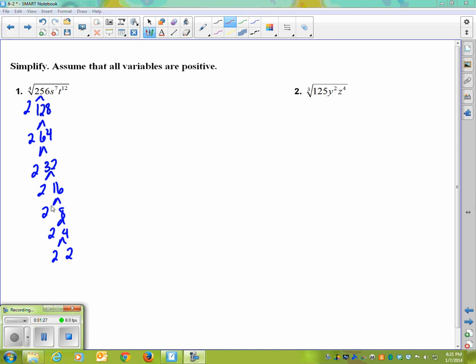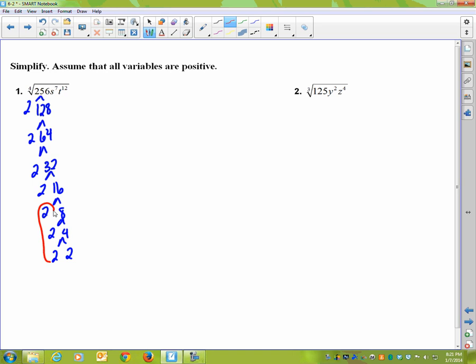I'm going to look for groups of 4. So right here are 4 2's. I factored the 4, the 8, and the 16. Over here along the side, it's another group of 4. The 128, 64, and 32 were all factored down. So I have 2 groups of 4. I'm going to pull each one out. This group is that 2, and this group is that 2. So the fourth root of 256 is 2 times 2, which is 4.